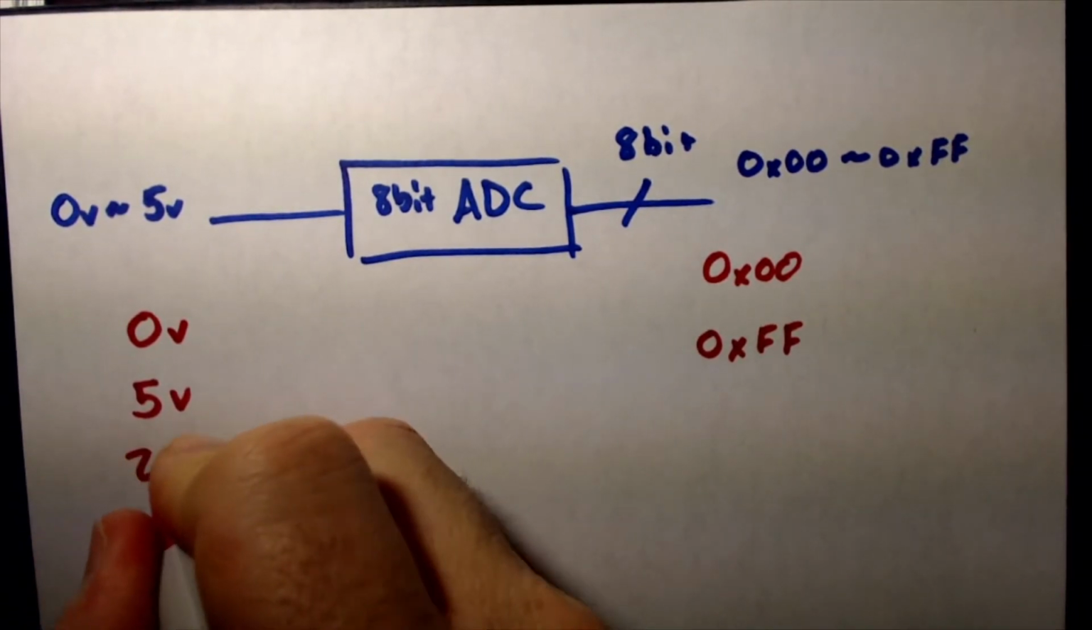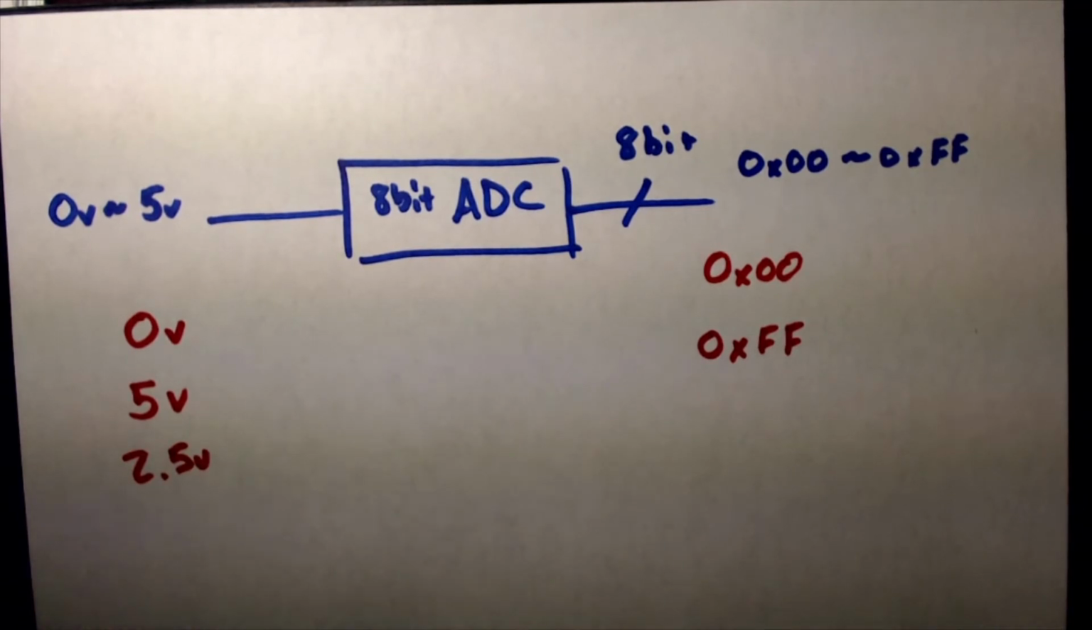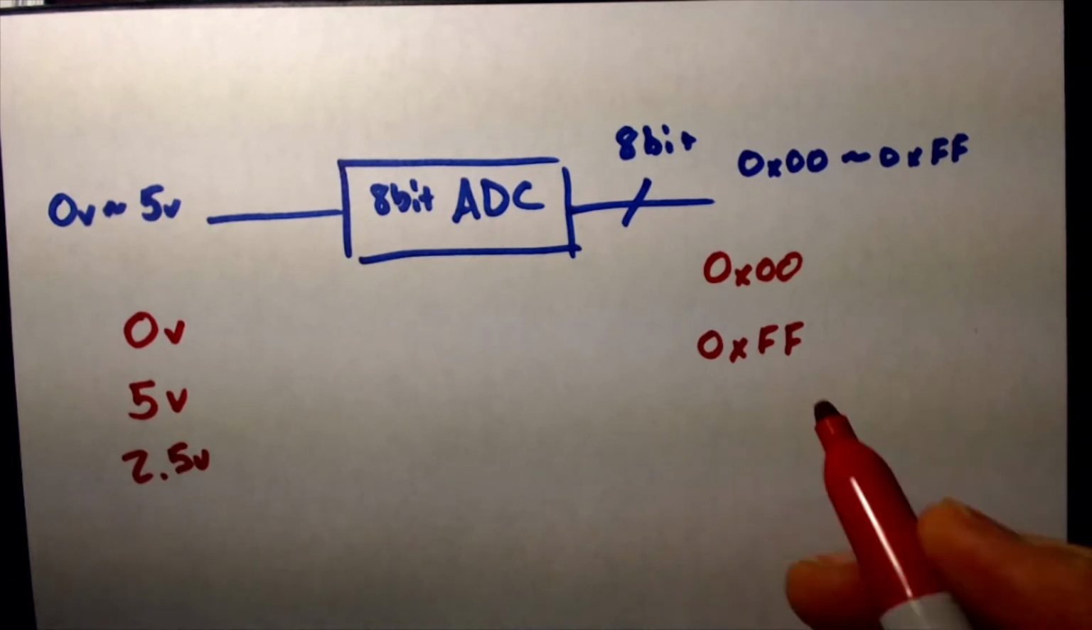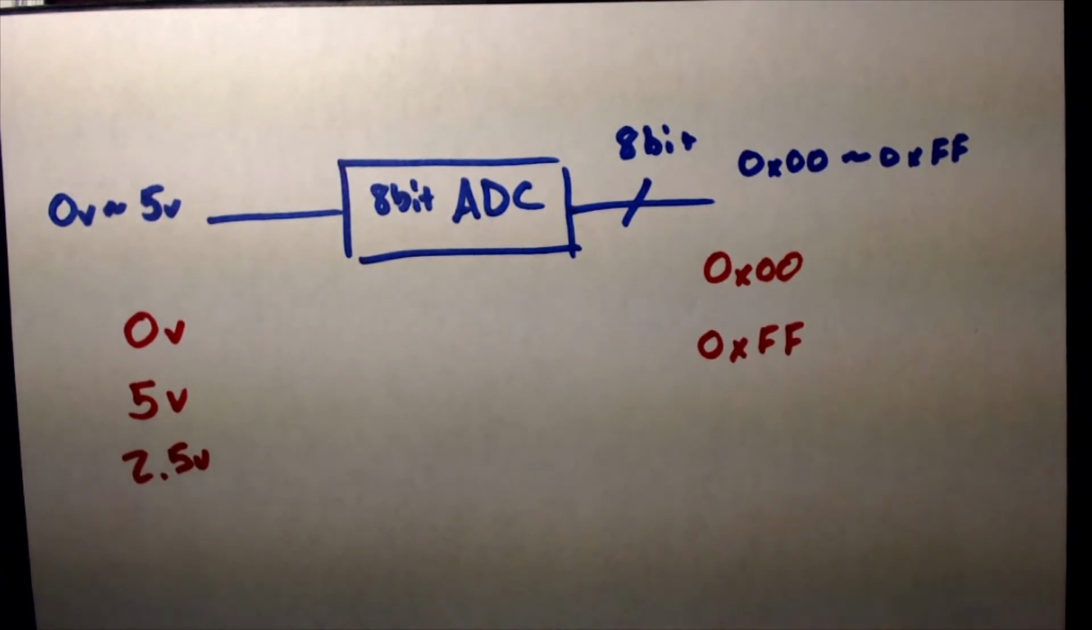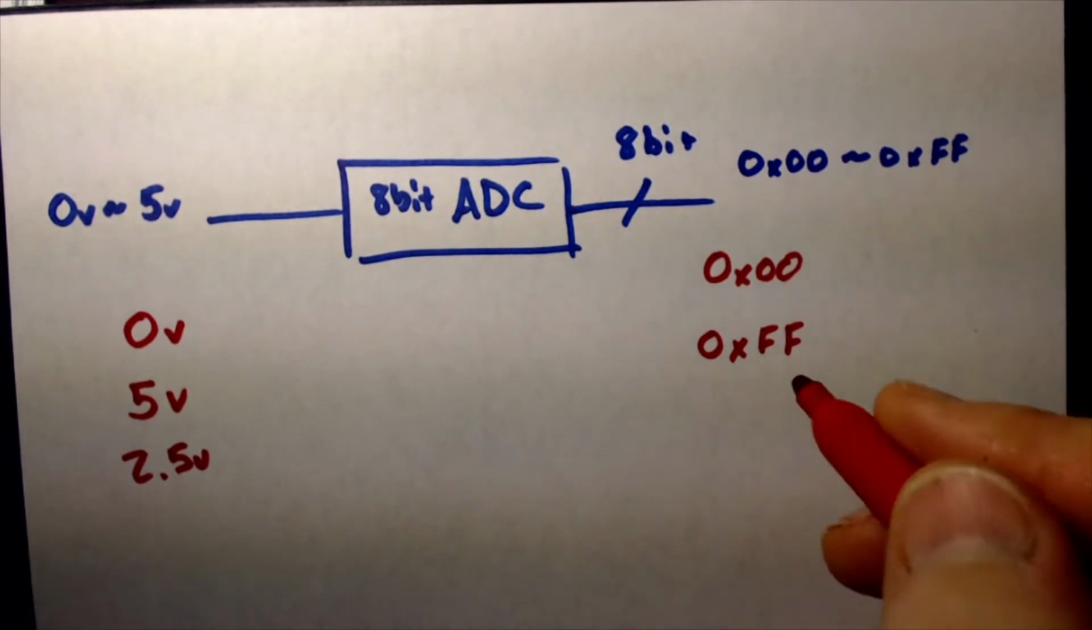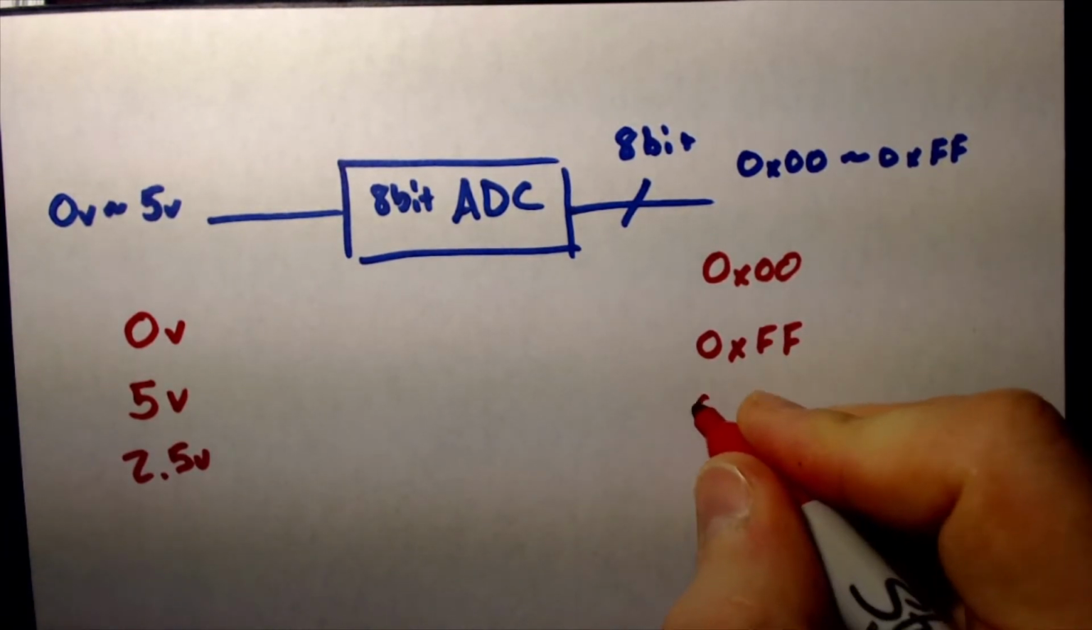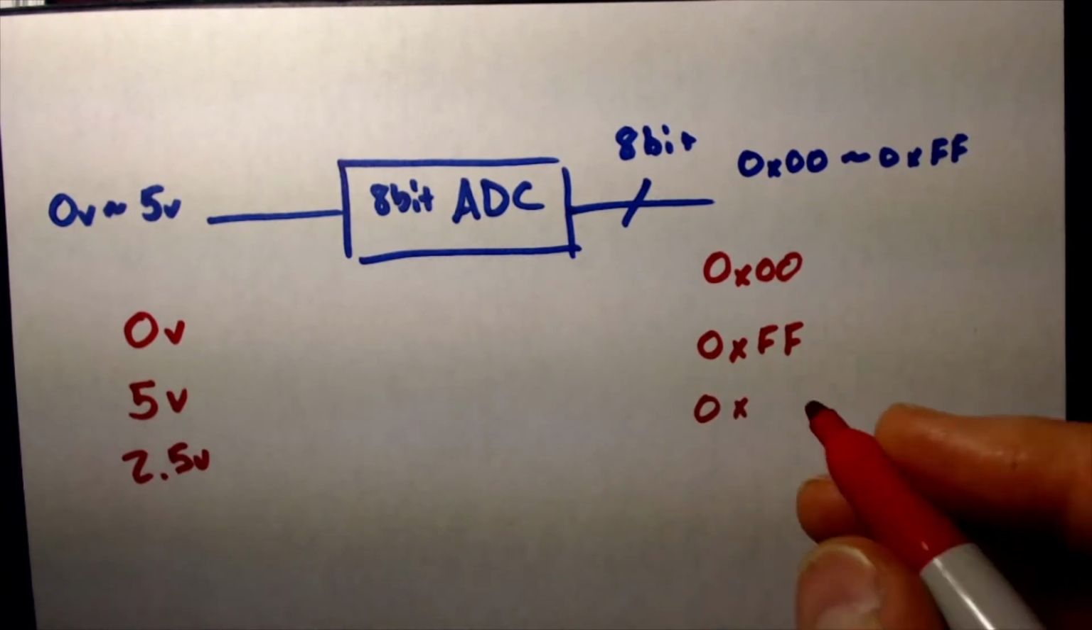Let me split it down the middle. What should 2.5 volts get turned into? Well, it should be half of 256. This is actually 255, 0 to FF. So halfway should be 0x80, or 128.